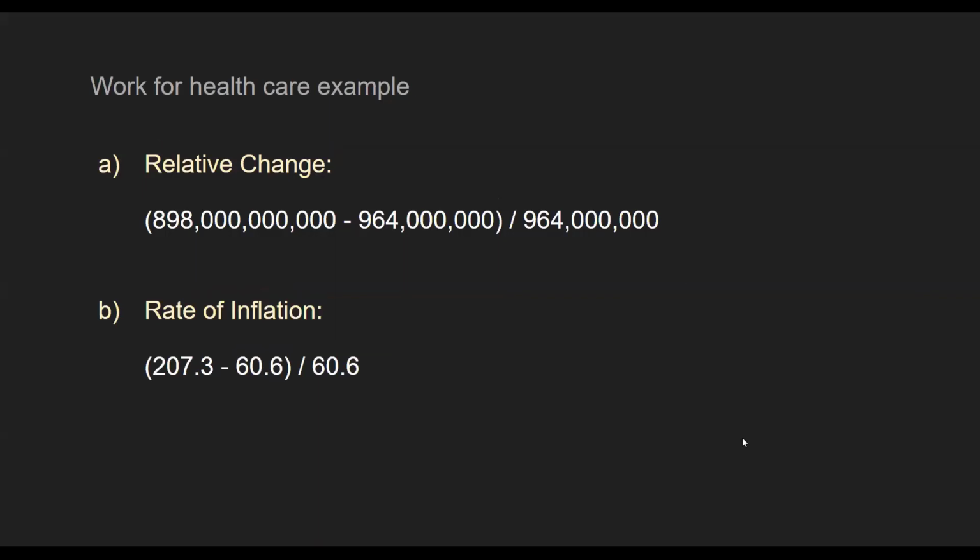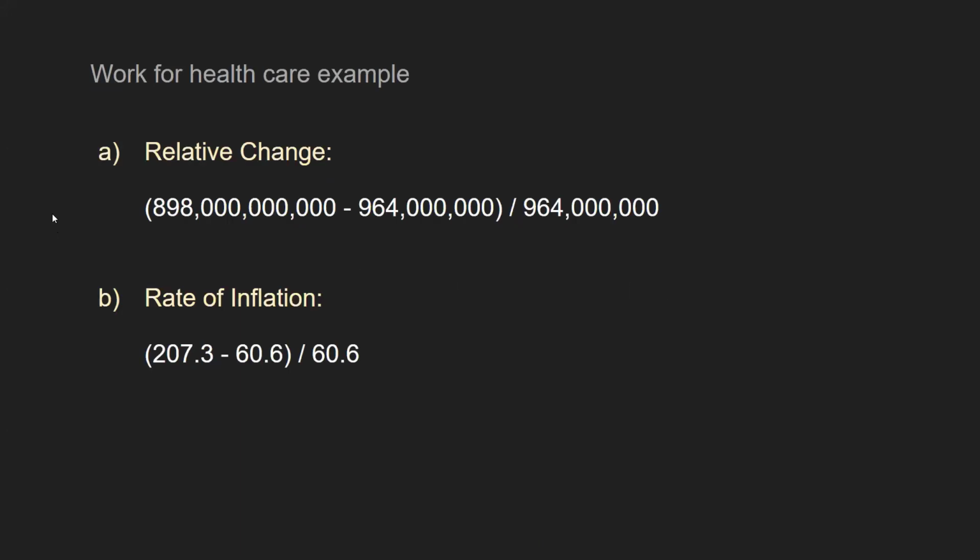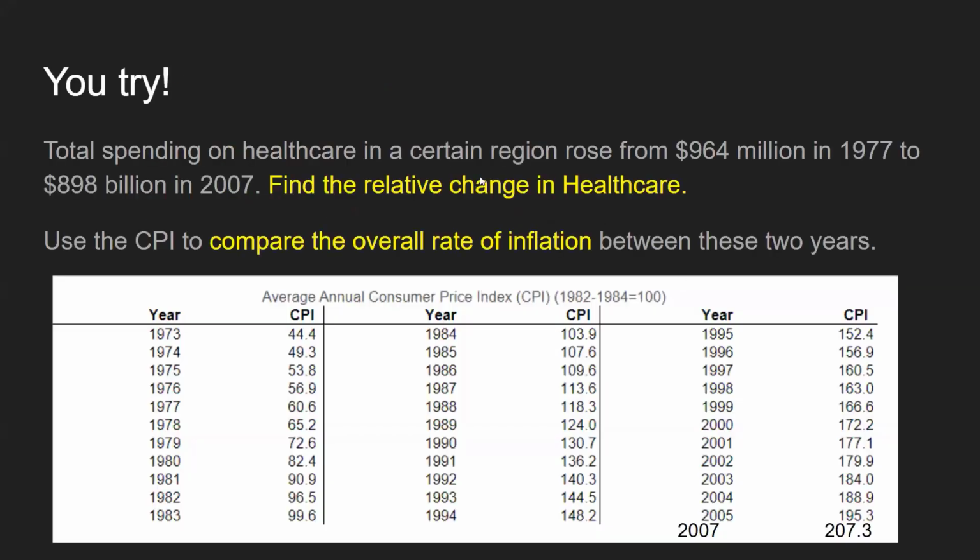And I got a good direct message. The rate of inflation was around 242%, whereas the rate of healthcare, the change in healthcare, was 93,053%. So what you should get from this problem when you're doing your homework, you'll have to answer some questions about it. The overall relative change in healthcare was far greater than the overall rate of inflation.